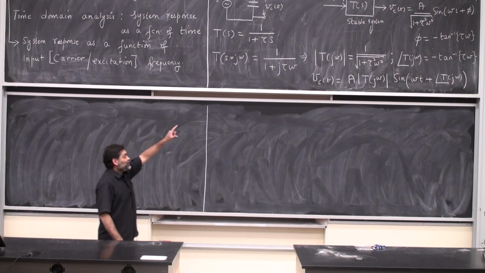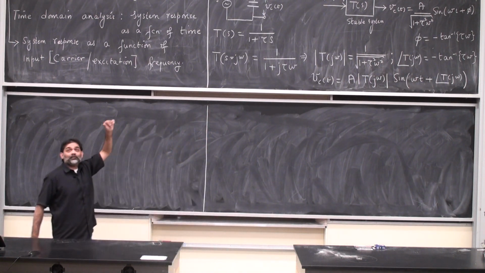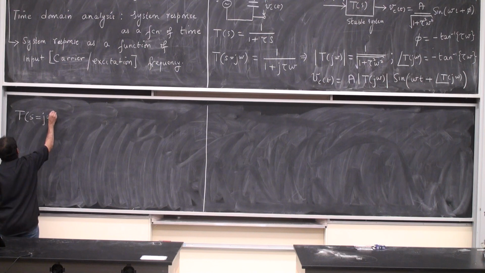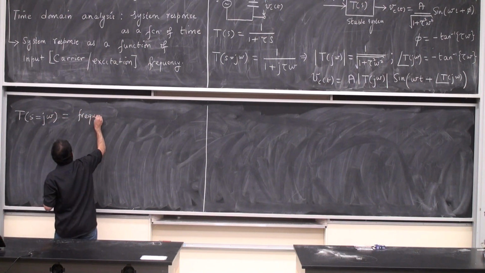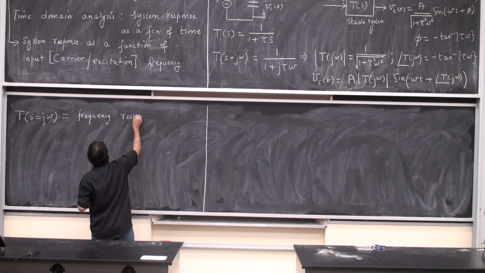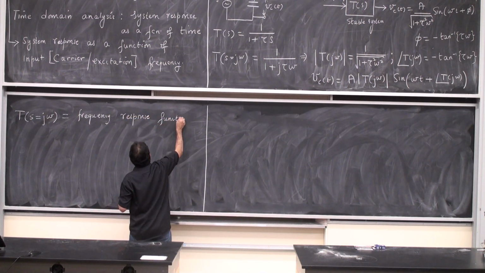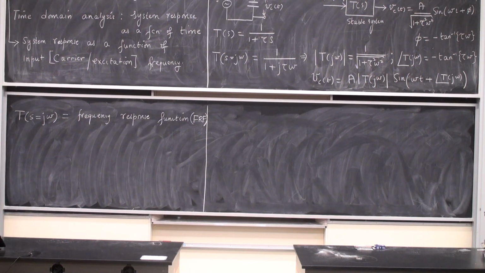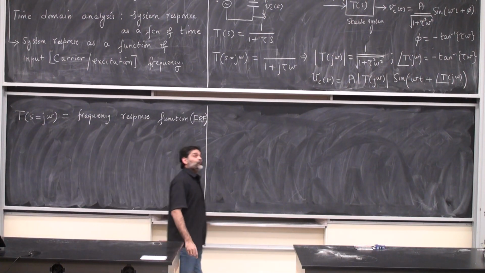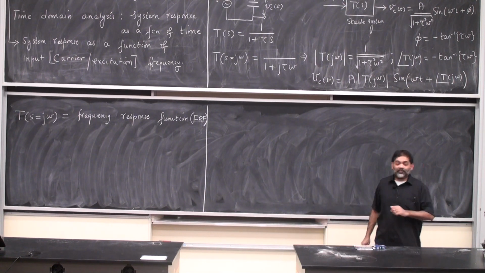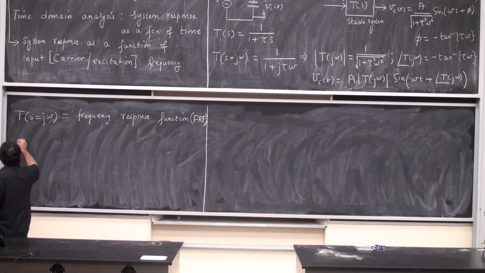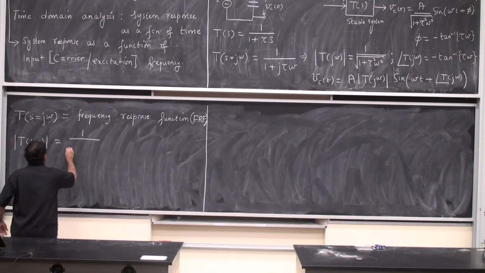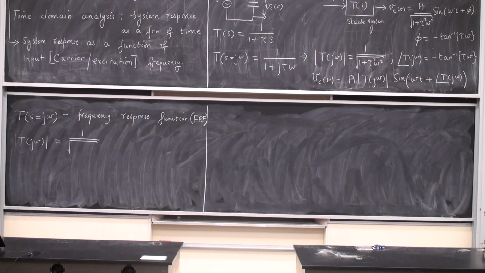And this magnitude of the transfer function itself in the omega domain has a special name. It's called the frequency response function. So T is called the frequency response function. My shorthand is FRF. And the one thing I want to point out, the magnitude of the FRF, which is this guy, is, in our case, 1 over square root of 1 plus tau square omega square.